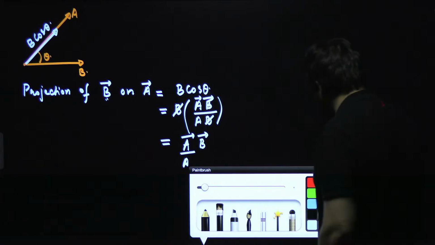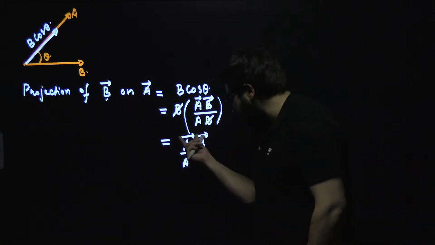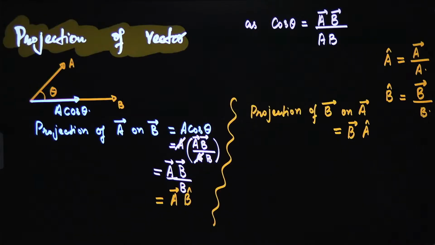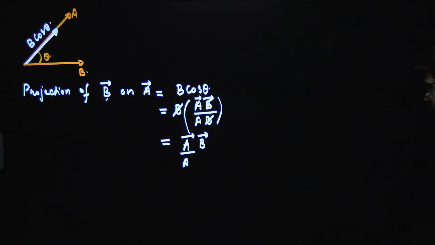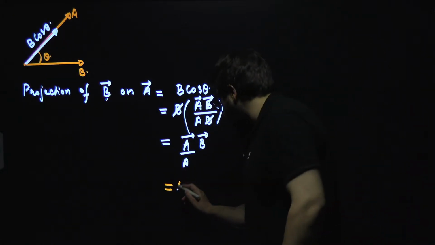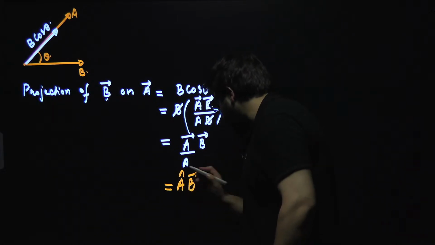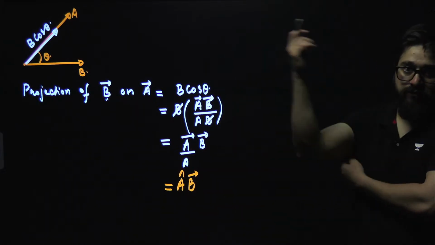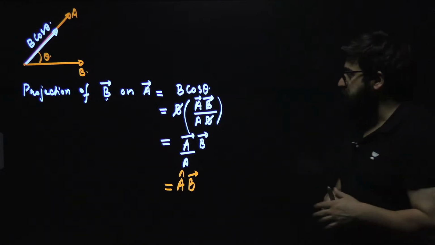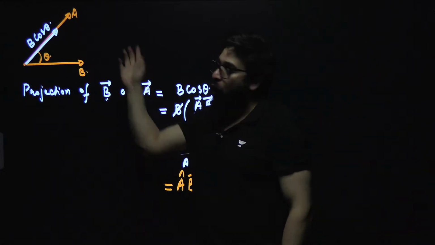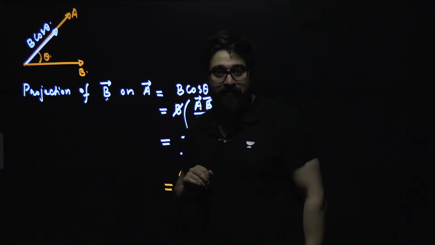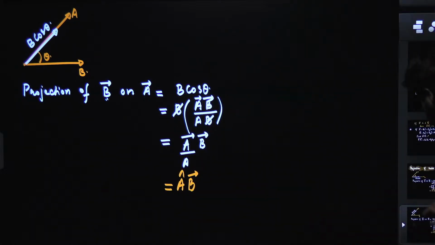Now guys, in this particular case, could you please tell me what is A vector divided by A? Sir, A vector divided by A is the unit vector of A. So I can write this as unit vector of A into vector of B. So this is the projection of B on A vector. I hope both of these concepts are clear.